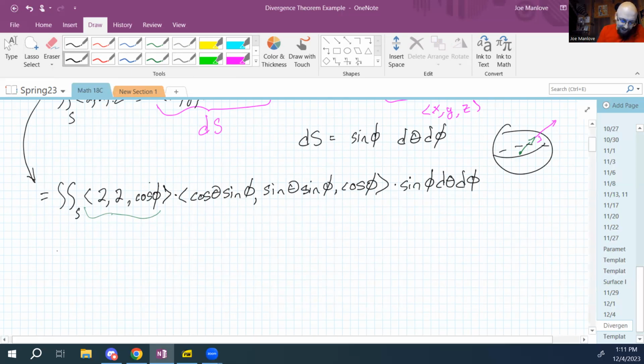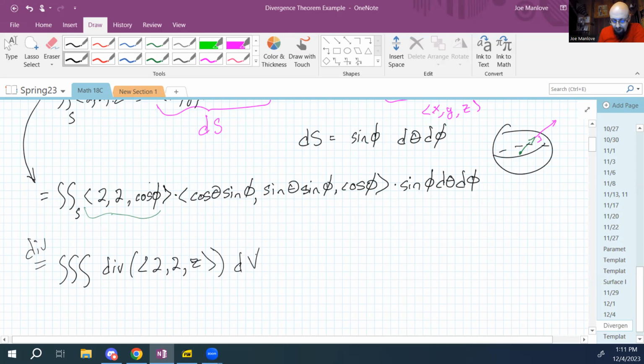So I'm thinking by the divergence theorem here, this is actually equal to the triple integral of the divergence of this vector field 2 Z d volume. And then I'm like, okay, but I can calculate the divergence of that. And this is over the inside of that, right, over the ball. So this is the triple integral over the inside of the ball of 1 d volume, because the divergence of that vector field is 1.